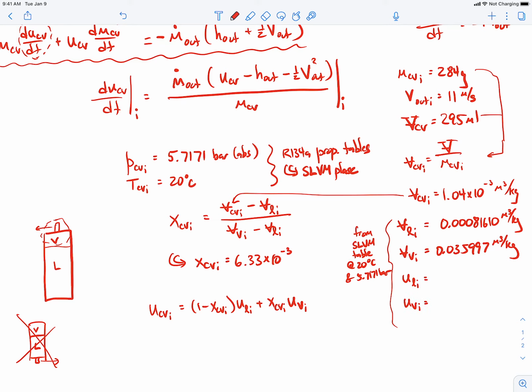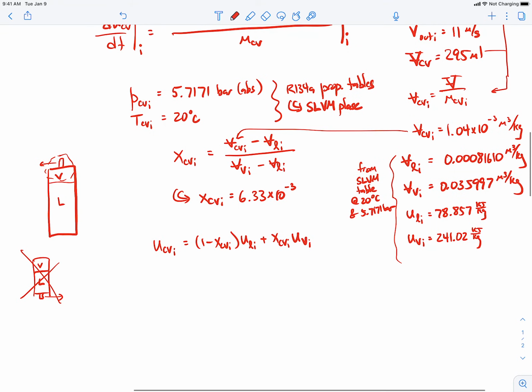So when I look them up, let's see, this one was 78.857, and this would be kilojoules per kilogram. The exact values that you look up here for the specific internal energy will depend on the type of table that you use. So you might see numbers that might be a little different from what I'm using, depending on the table that you use. But the difference should be the same. Like if I took the difference between these two numbers, it should be the same regardless of what table you use.